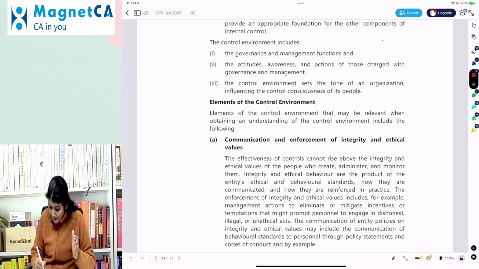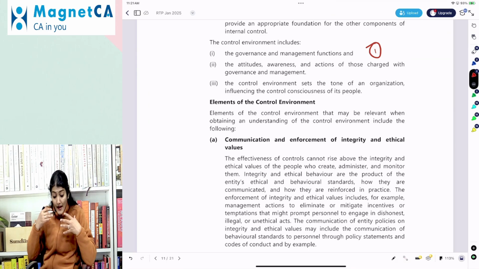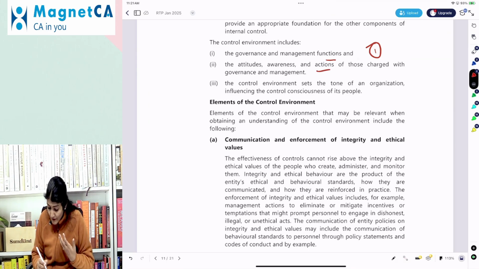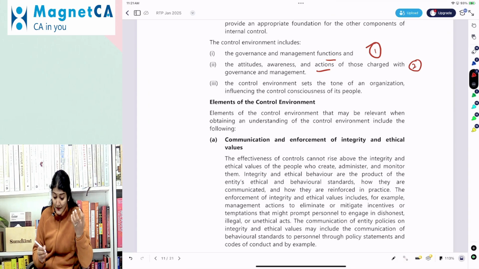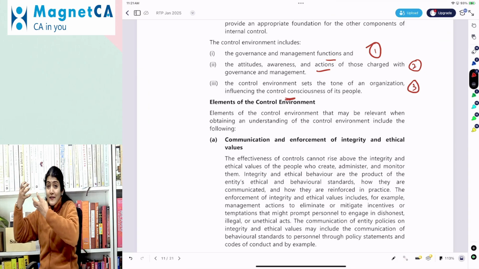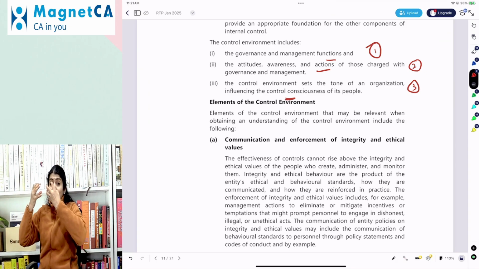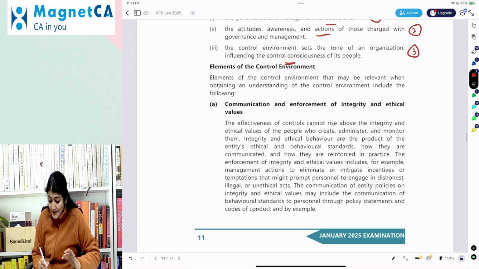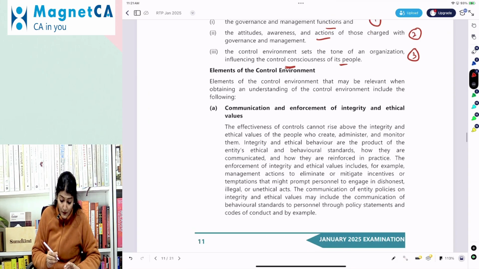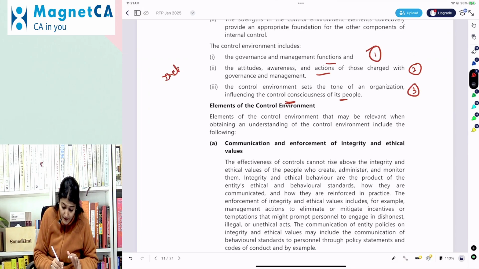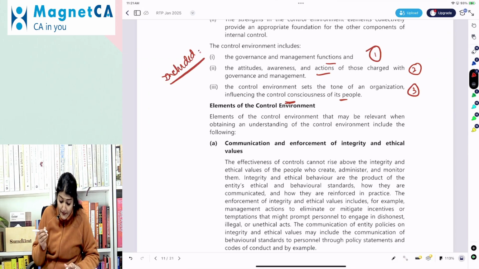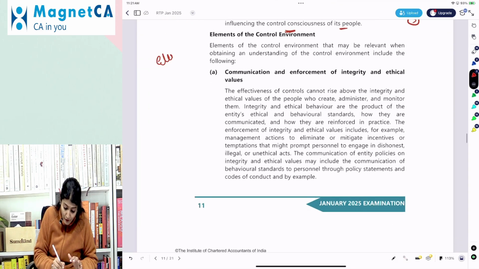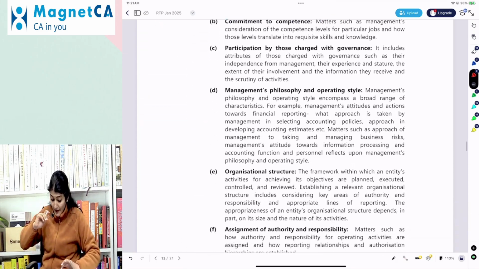It says the governance and management function, the attitude, awareness, and actions of TCWG and the management, and the control consciousness. Like I told you, you know how Rahul Preet Singh is weight conscious, and organization needs to be control conscious. Right? So the control consciousness of its people, right? So this is what is included in the control environment. And then we talk about the elements of the control environment. What are the elements of the control environment?